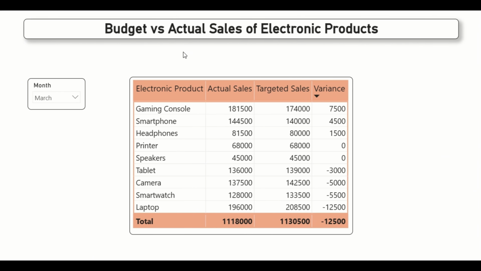Business users don't open dashboards to browse. They open them to answer. Where's the biggest problem? What needs attention now? What can wait? Sorting is how dashboards answer these questions silently.